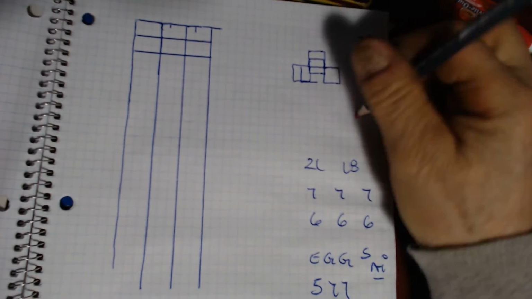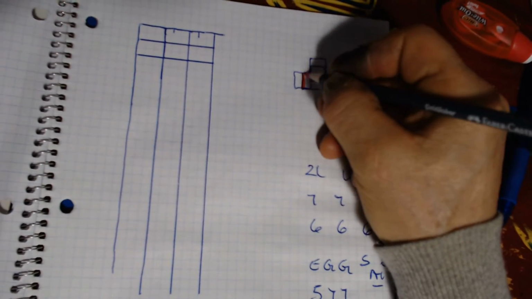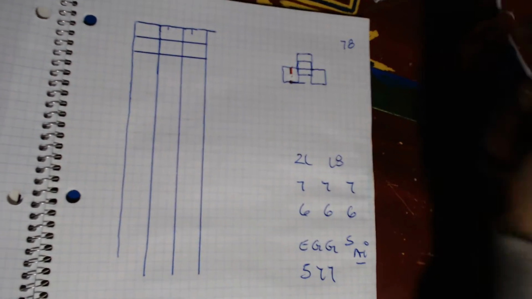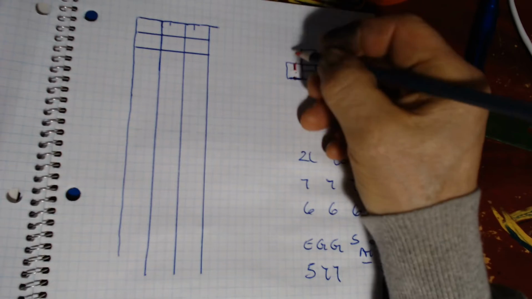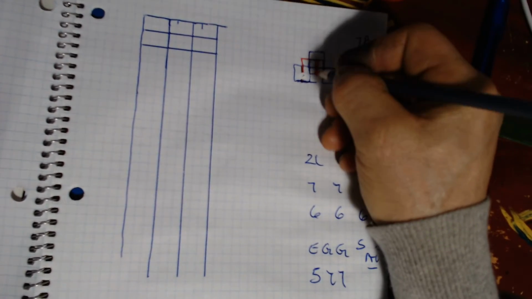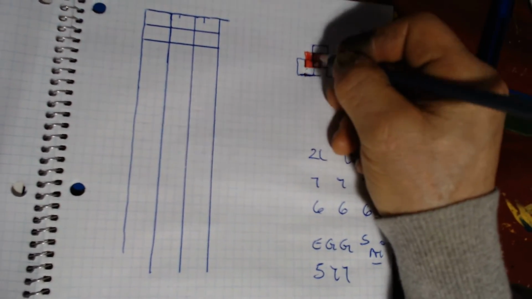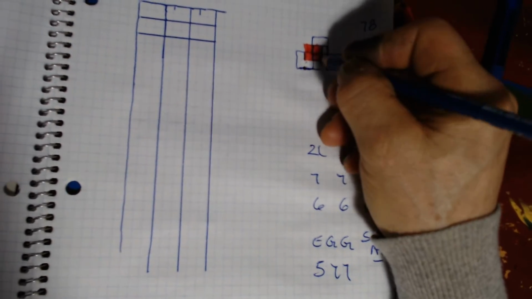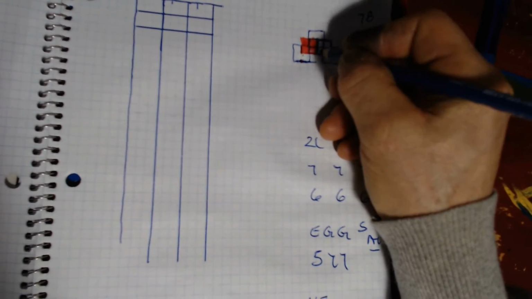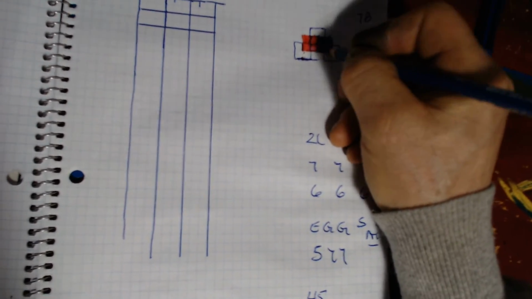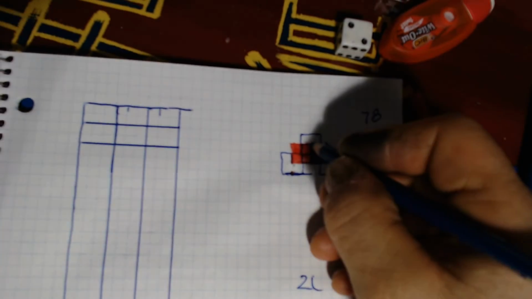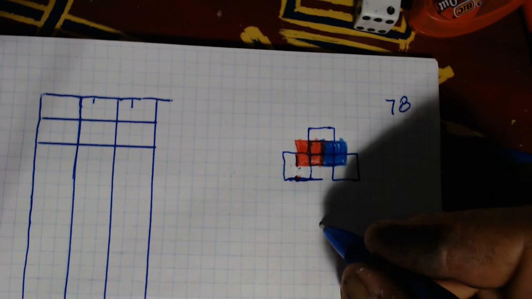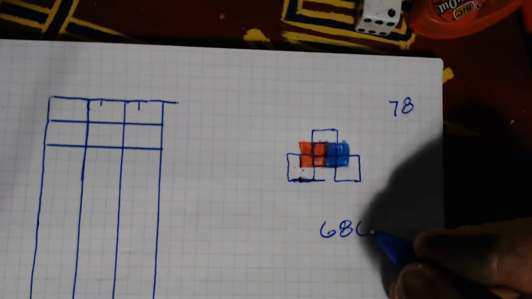Let me do this in red. Your 6. Okay. Whoop, that was a little too steep. Your 6 is here. And your other 6 is here. 66. And your 8 is now both the red pill and the blue pill. And now you have 6, 8, and 6.